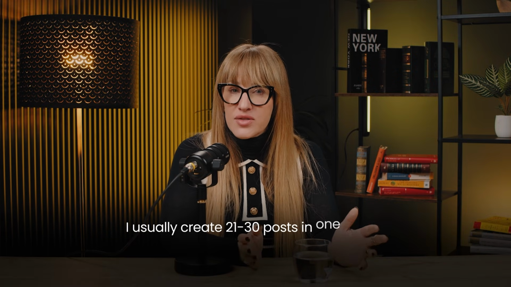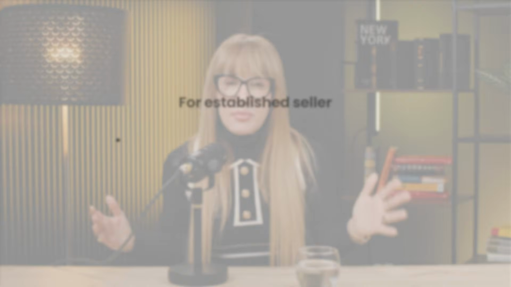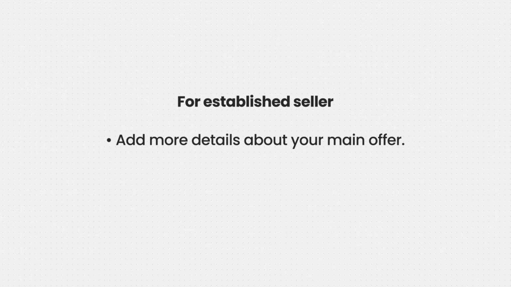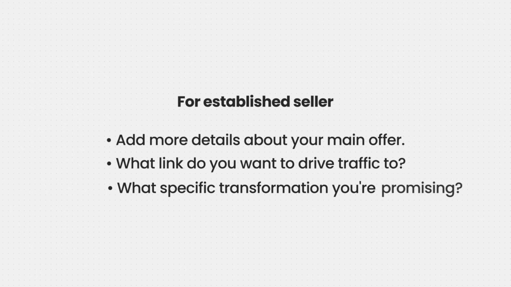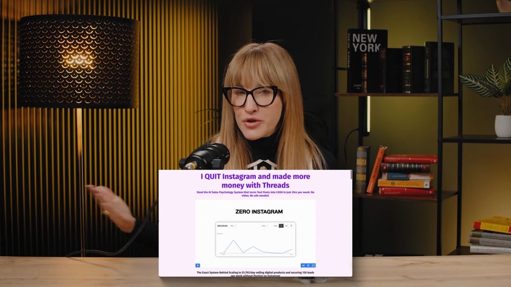Usually what I'll do is I'll create anywhere between 21 to 30 posts in one sitting because it's super easy. And if you are already an established seller, then what you need to do is simply add more details about your main offer, what the link is that you want to drive the traffic to, and what specific transformation you're promising. For example, one of my main offers is the AI and Threads Sales Boosting Formula for $27. The transformation is going from inconsistent sales to automated revenue using Threads and AI. This is for folks who are overwhelmed with Instagram, right?